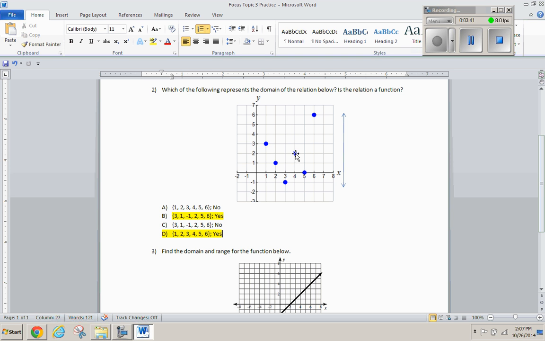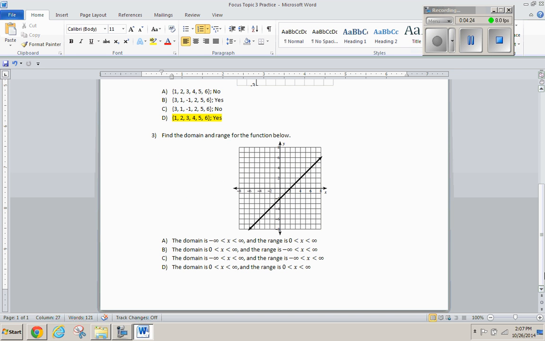So let's look at the next point. For this point, I'm looking at my x value, and if I go straight down to the x-axis, that x value is 4. Well, I've got 4 in my domain for answer choice D. I don't have 4 in the domain for answer choice B anywhere. So answer choice B is absolutely out. Answer choice D has got to be the correct answer because it is a function and we're including the points 1, 2, 3, 4, 5, and 6 in our domain.